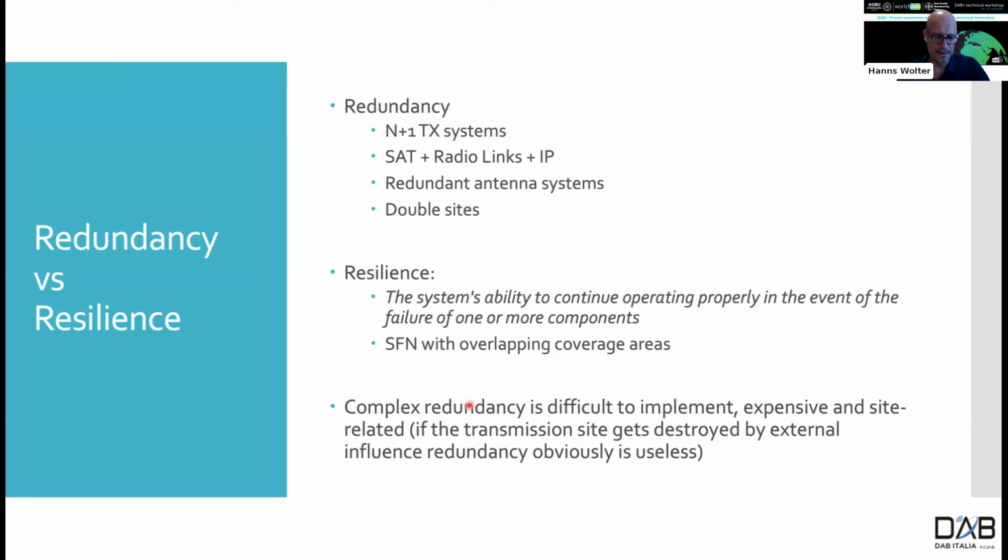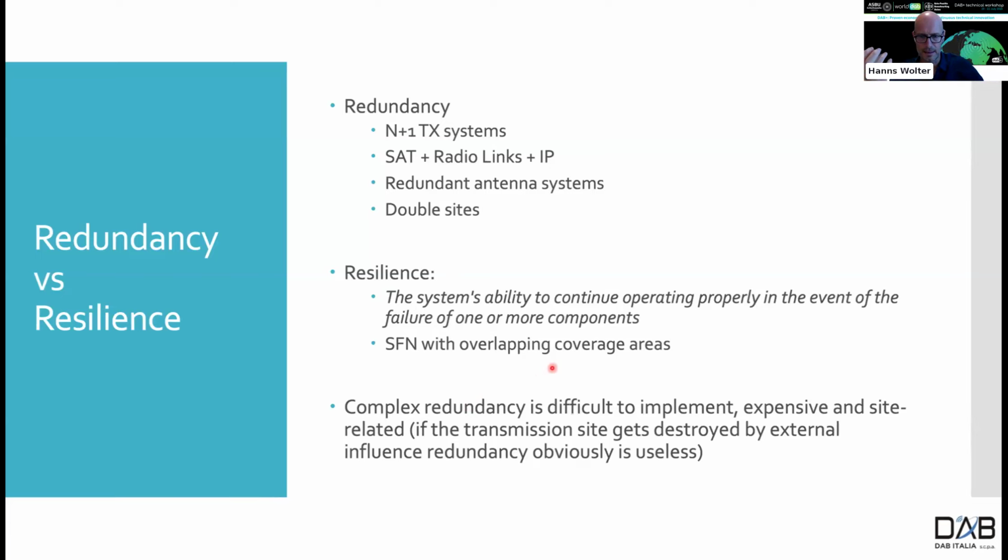Resilience, as a definition, is the system's ability to continue operating in the event of a failure of one or more components. In this case, this means when you have a single frequency network with overlapping coverage areas.